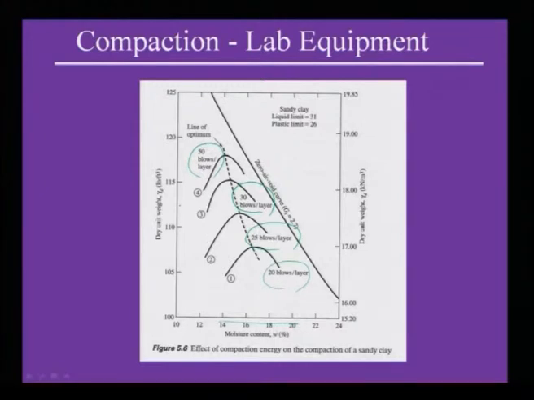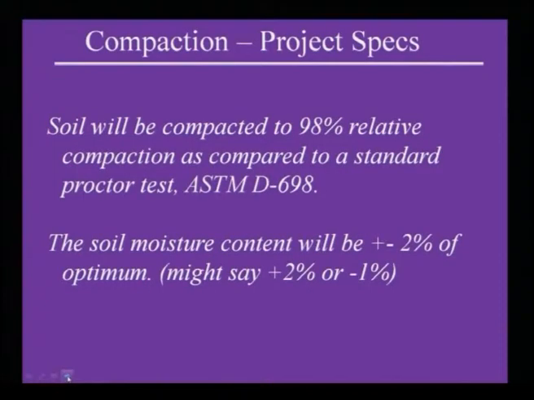Now, how many blows per layer are you going to use and why? As per this ASTM standard, soil will be compacted to 98% relative compaction compared to a standard Proctor test, and the soil moisture content will be plus or minus 2% of optimum. It may be on the plus side, it may be on the minus side.